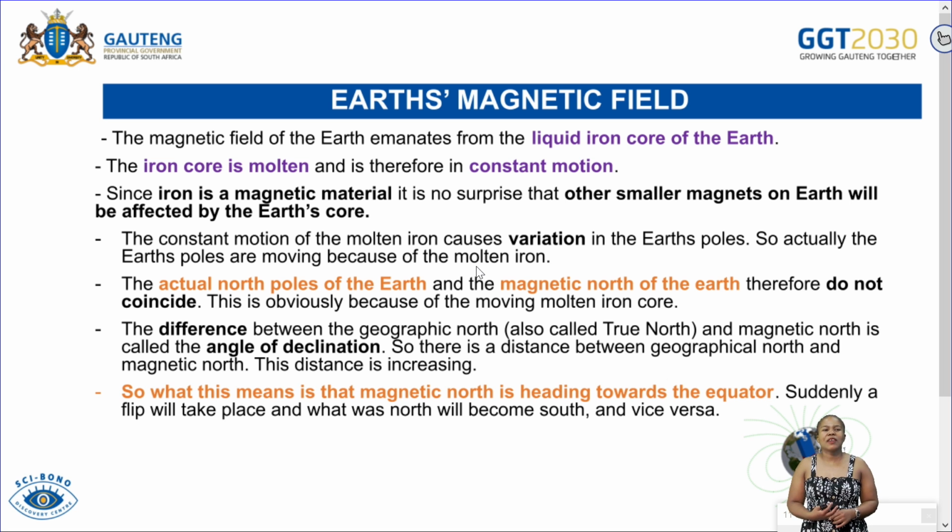Now, the geographic north, the one that we can pinpoint geographically using our maps, we call that true north. And the other north, the one due to the motion of the iron core, we call that the magnetic North Pole.